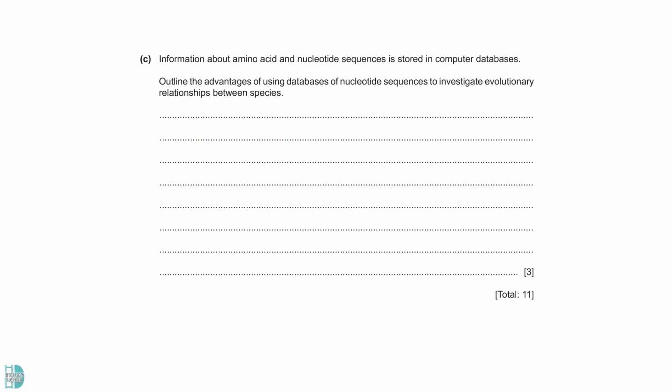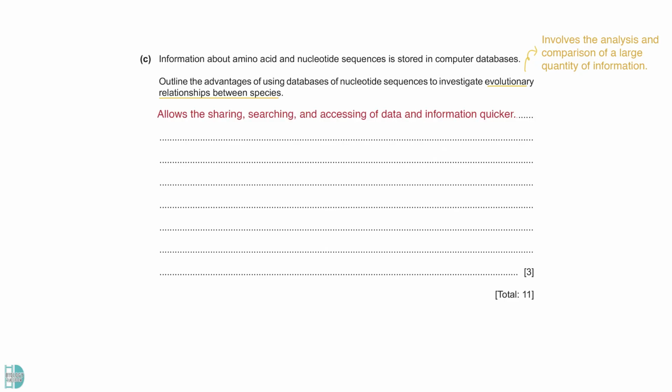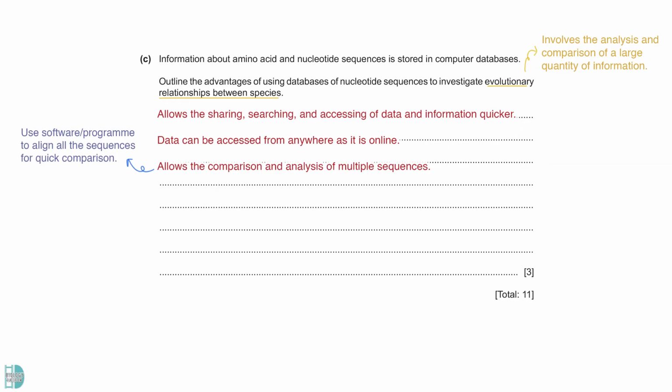C. Outline the advantages of using databases of nucleotide sequences to investigate evolutionary relationships between species. The study involves the analysis and comparison of a large quantity of information. By using the databases, we can share, search, and access data and information more quickly. A lot of data can be obtained in a shorter time. Besides, the data can be accessed wherever you are, as they are online. Comparisons can be done easily.